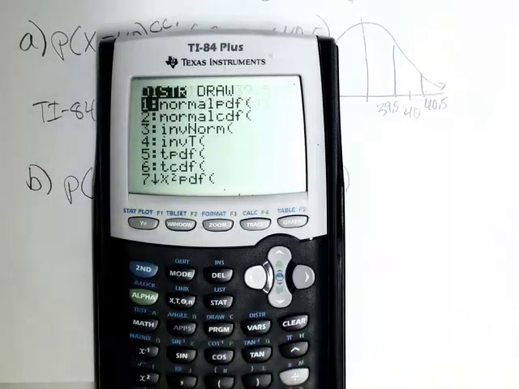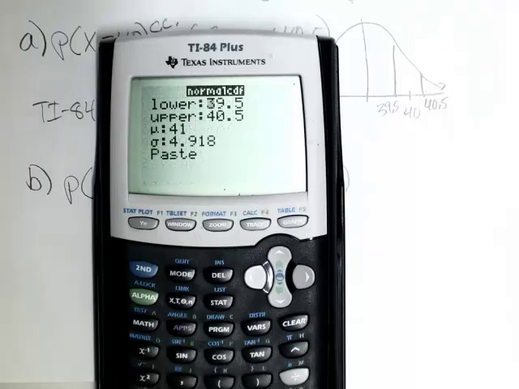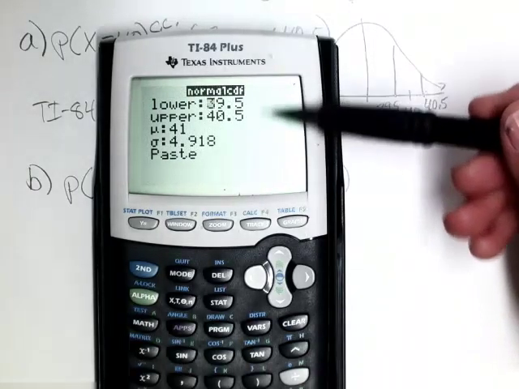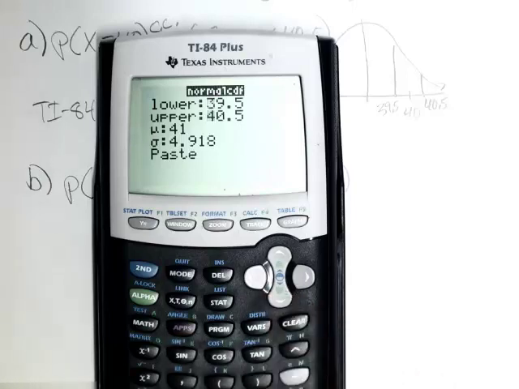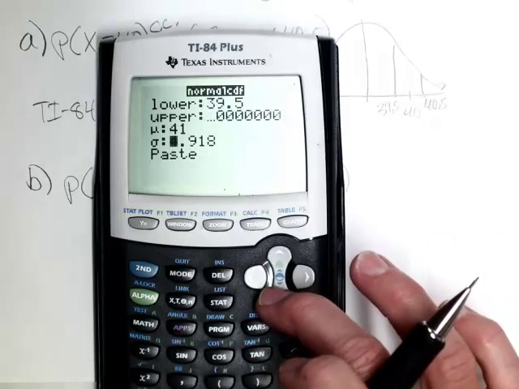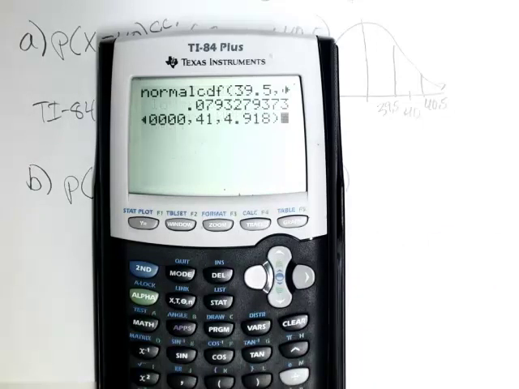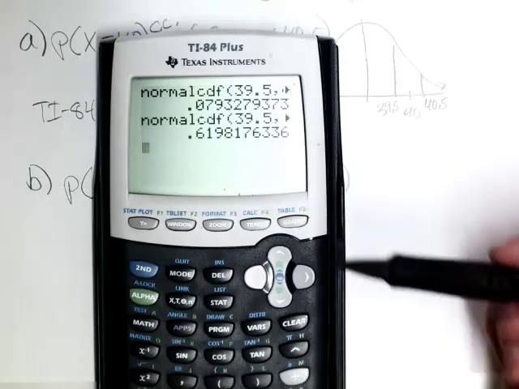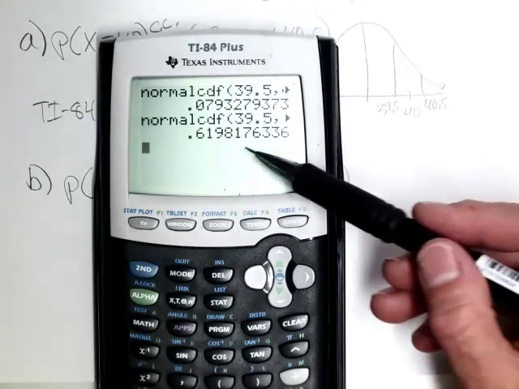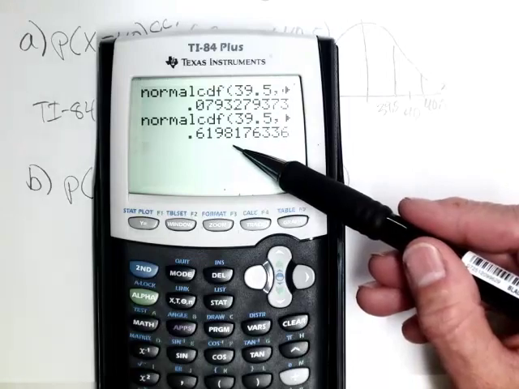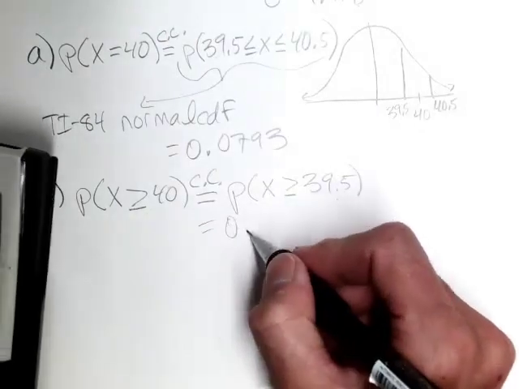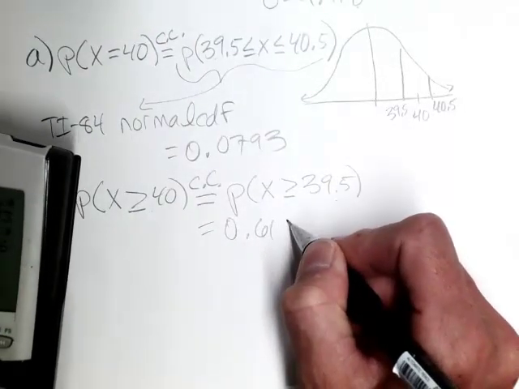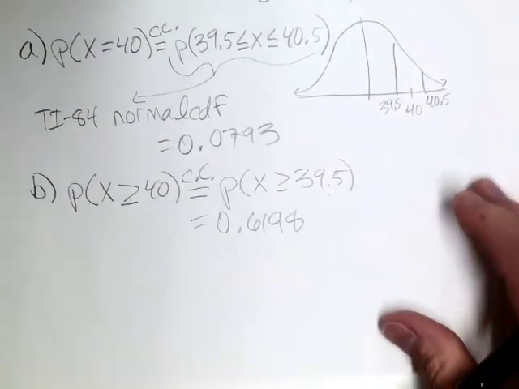So going back to my distribution menu, going back to normal CDF, my calculator has saved the previous information, but I want to change this upper bound to a very large number, so one with a bunch of zeros, and I can leave mu and sigma alone. And then after entering, I get a probability of about 0.6198. Again, you want to round however you were told to round in the homework.